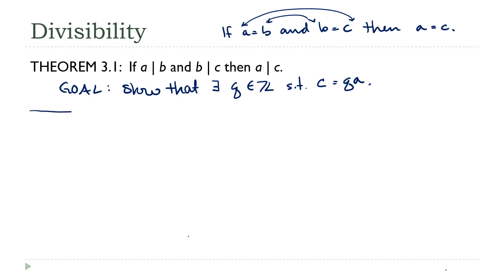I want to block this off. Now that's not actually part of our proof. I just want to have it clear in everybody's minds. That's where we need to end up. Okay, so how can we do that?